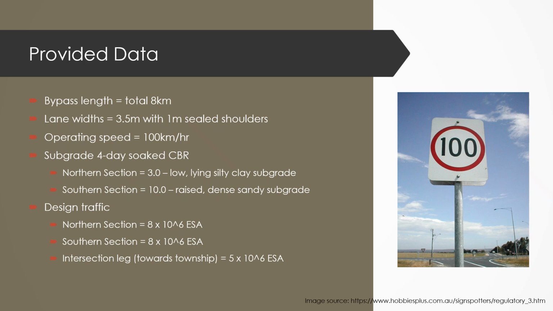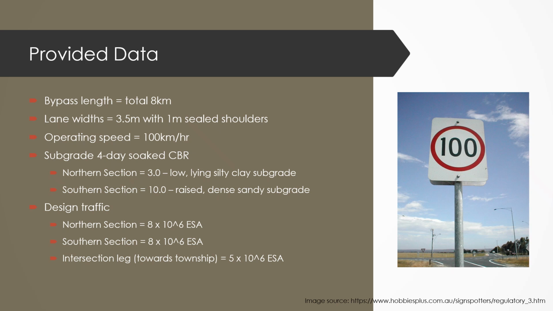For the subgrade of each of the sections, the northern section consists of a low-lying silty clay subgrade with a soaked CBR value of 3, so a fairly poor subgrade. The southern section is in a raised area with dense sandy subgrade soils with a soaked CBR value of 10, so a fair bit higher quality subgrade in the southern section.